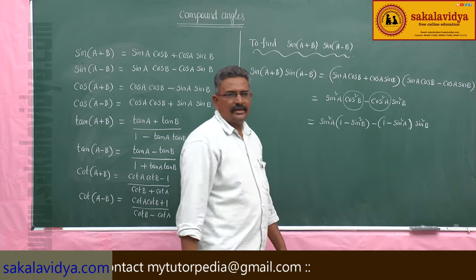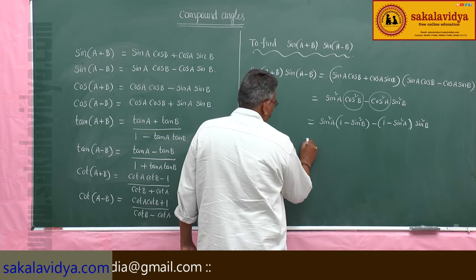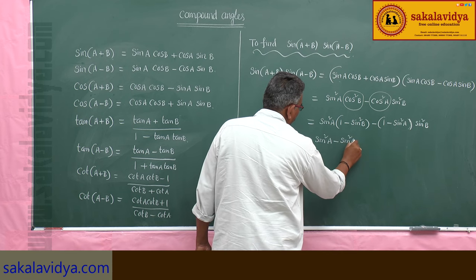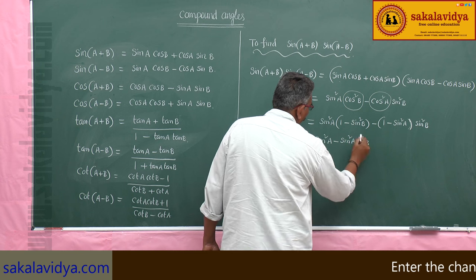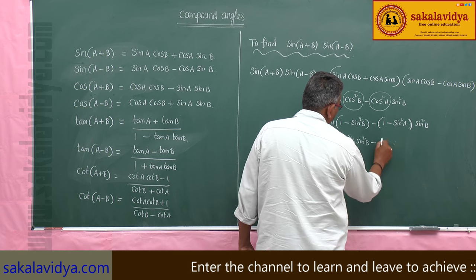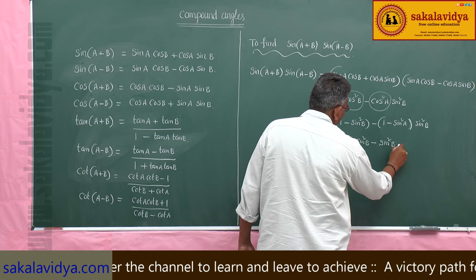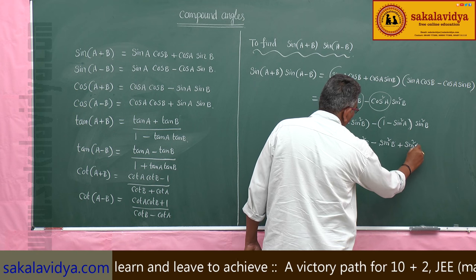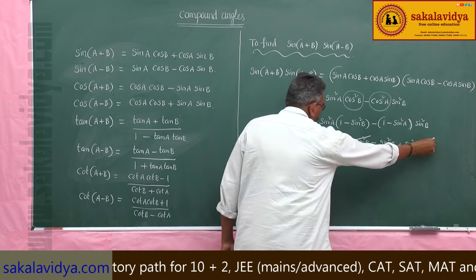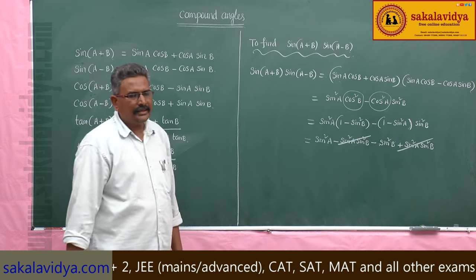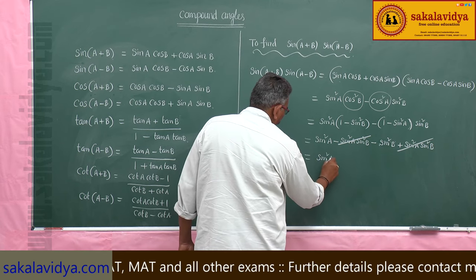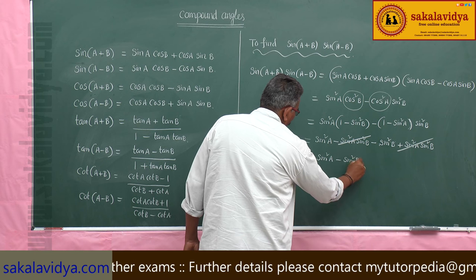So, now what do we get? Let us see. This is sin square A minus sin square A sin square B and minus sin square B and plus sin square A sin square B. So, minus sin square A sin square B and plus sin square A sin square B will get cancelled. So, we have sin square A minus sin square B. Say equation 1 this is.